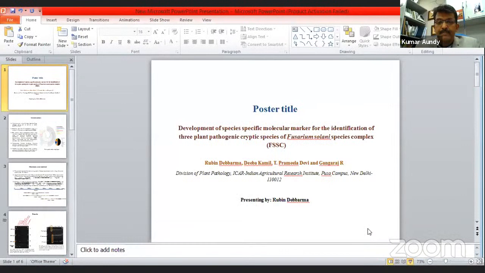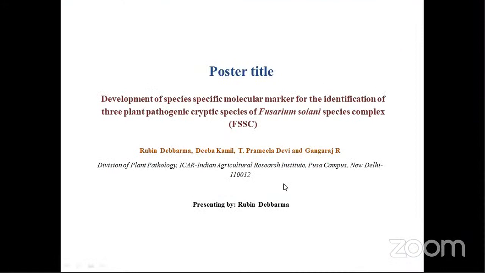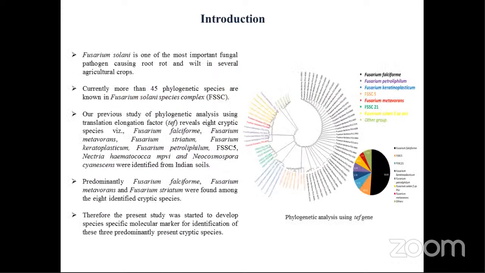Good morning, sir. My poster title is Development of Species Specific Molecular Marker for Identification of Three Plant Pathogenic Cryptic Species of the Fusarium solani Species Complex. Fusarium solani is a most important fungal pathogen causing root rot and wilt of several agricultural crops. Currently, 45 phylogenetic species are known in the Fusarium solani species complex. Based on this, our previous study established 9 cryptic species present in India, among which Fusarium falciforme, Fusarium metavorans, and Fusarium striatum are the most predominant.